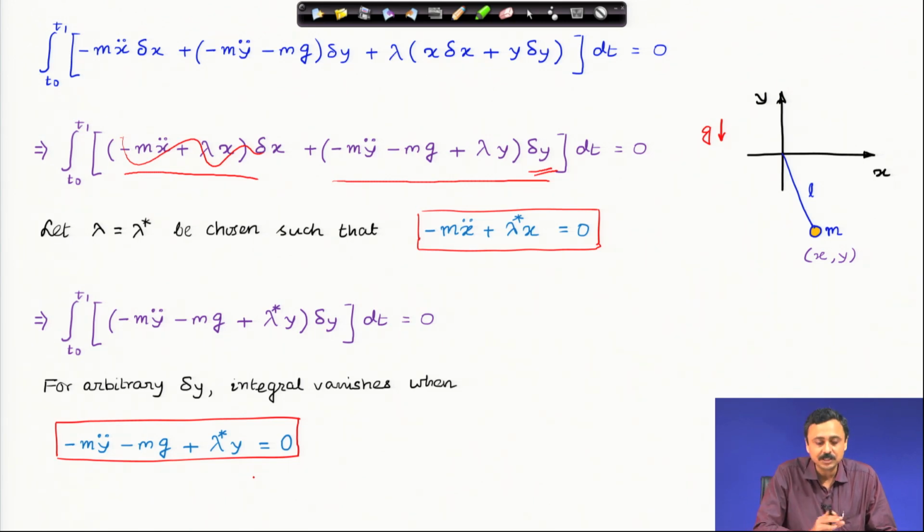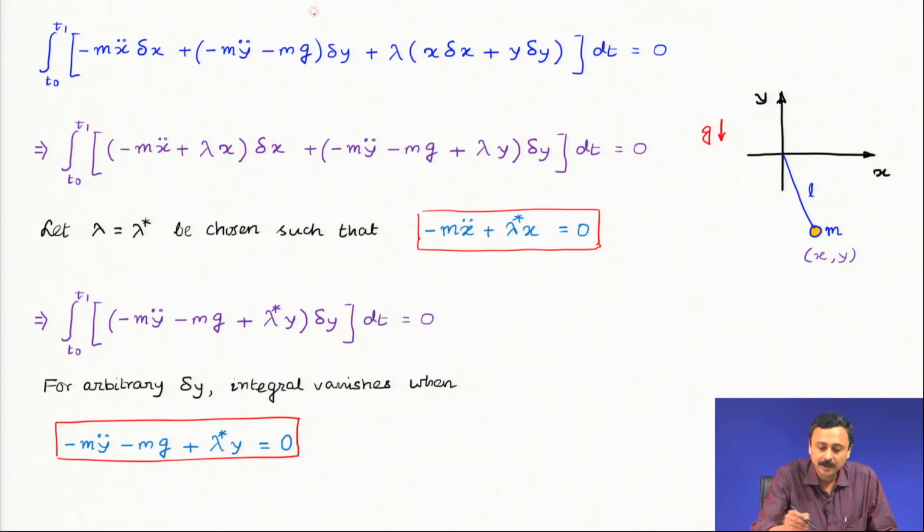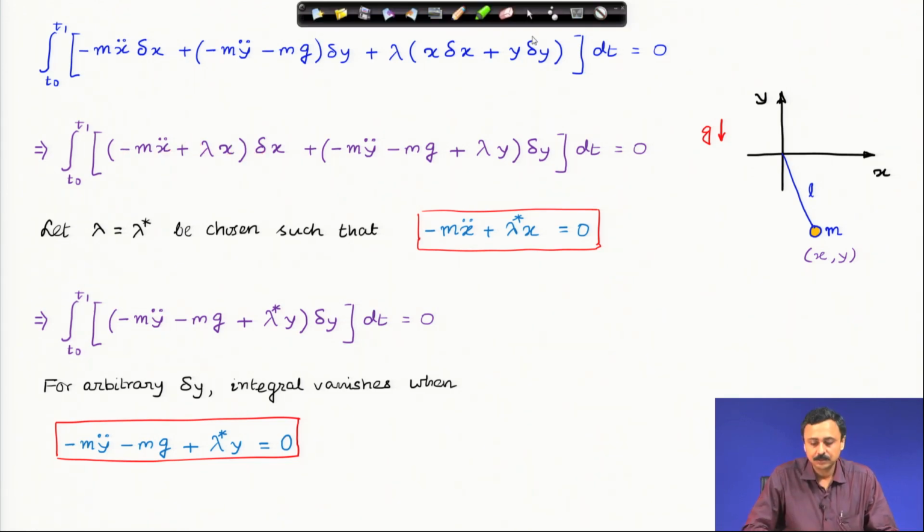First, we just removed that first term which was multiplied with delta x. We just removed it, so that we do not have to worry about the variation in x or the virtual displacement in x. We do not have to worry about that at all. We have chosen lambda such that the first bracketed quantity goes to 0, and what we are left with, that integral, if it has to be 0 for arbitrary delta y, then this coefficient of delta y must be 0. And this gives us the two equations.